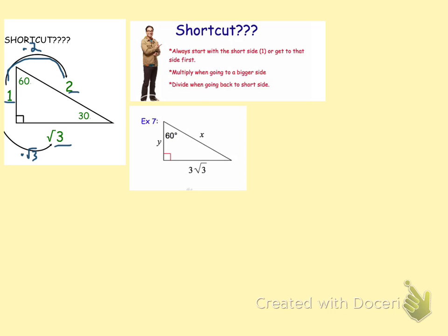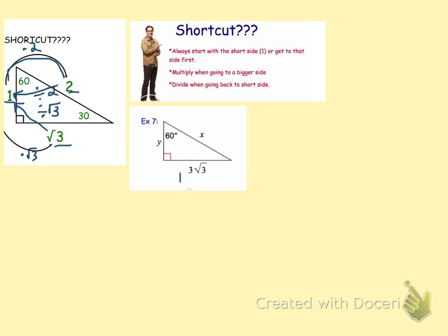Let's put this in the context of a problem. First, I should mention that the opposite is also true. If I'm going from side length 2 to side length 1, instead of multiplying by 2, I now divide by 2. If I'm going from side length root 3 to side length 1, which is going from long side to short side, I then divide by root 3.